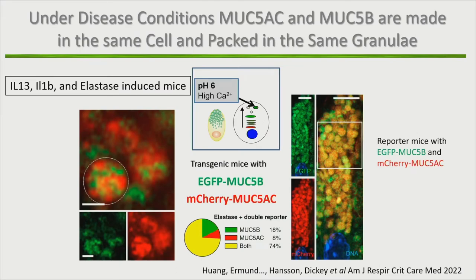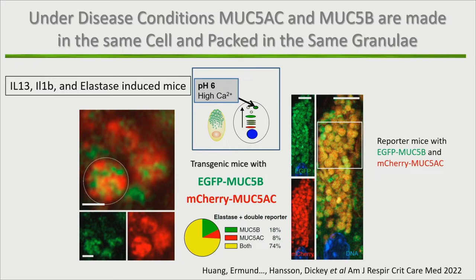Finally, I will just show a few things from a paper which was just published in the Journal of Respiratory and Critical Care Medicine, where together with Burton Dickey, we have been looking into goblet cells from diseased animals and humans. That means that you have expression of both MUC5AC and MUC5B in the same goblet cells. But the interesting thing is that they're also packed in the same granule. So here is one granule, and again, coming back to the nomenclature here, the green, for those of you who can see it, is separated from the red MUC5AC.